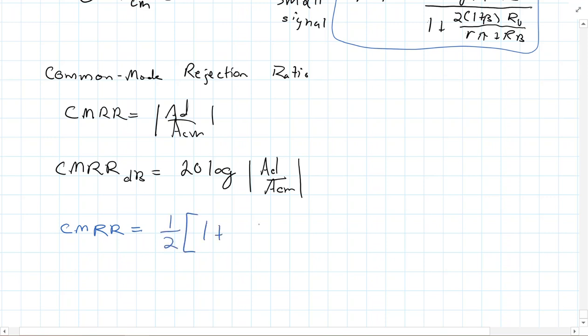times 1 plus beta plus 1 IQ RO over VT beta.